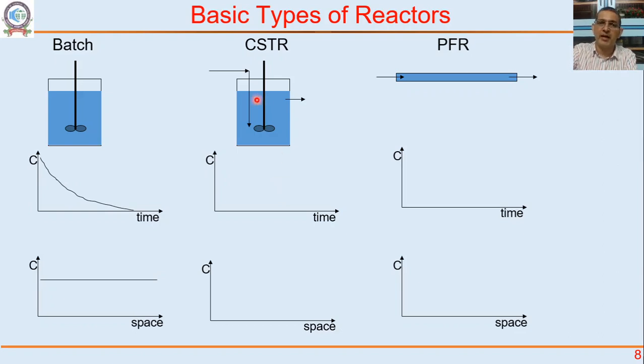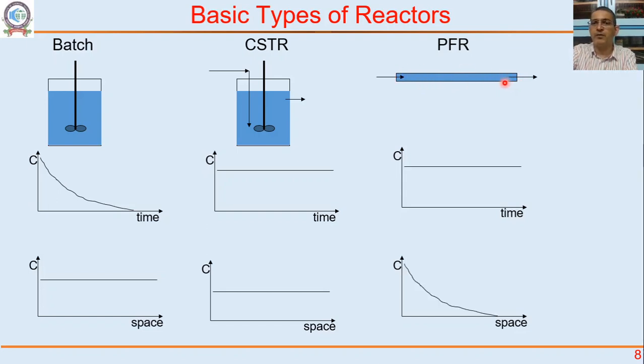When you say CSTR, what you meant is it operates with steady state. Right? That means concentration with respect to time is constant, whereas it is well mixed, so concentration with respect to space also is constant. When you say plug flow, at any point of time concentration is not changing. At any point in the reactor, concentration is not changing with respect to time, because it is operating at steady state. But as you go along the reactor, concentration is changing, right?